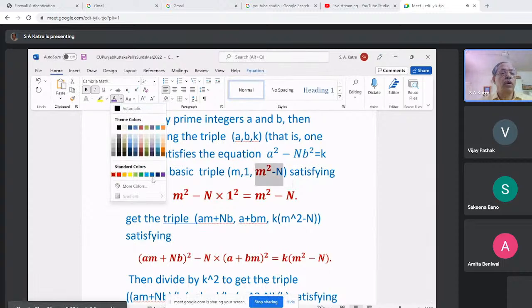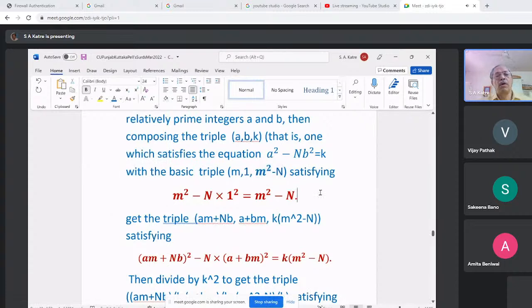Now this is one more triple that we have got, or another solution I would say of the same equation. Same equation means same type. Right hand side is different. Here the right hand side is k, here the right hand side is m square minus n. And you should try in such a way that m square is close to n. That is good. As far as possible, you should do that.